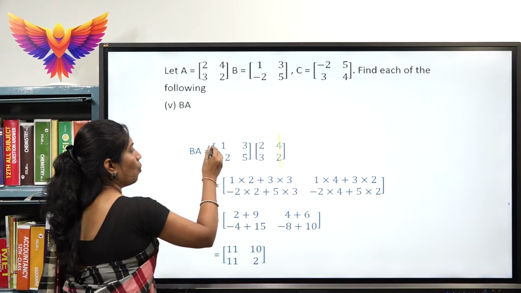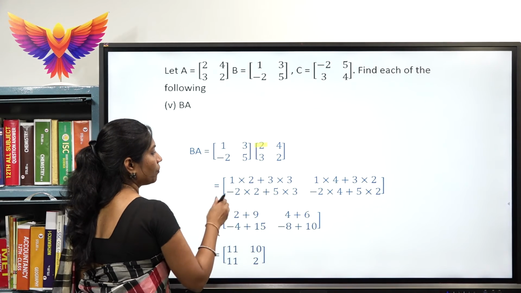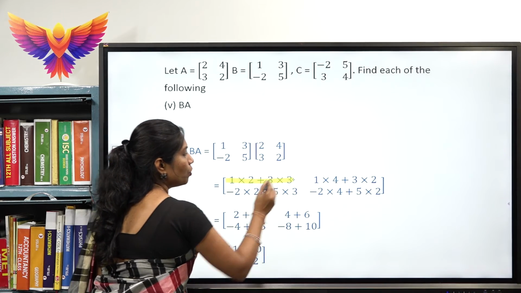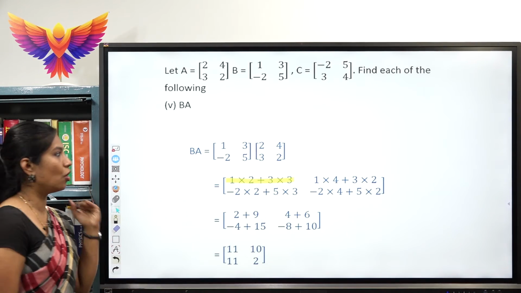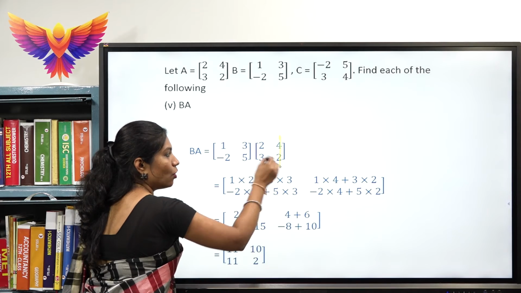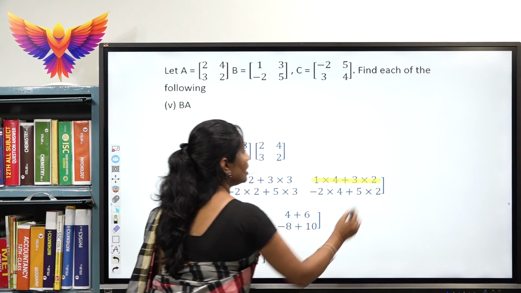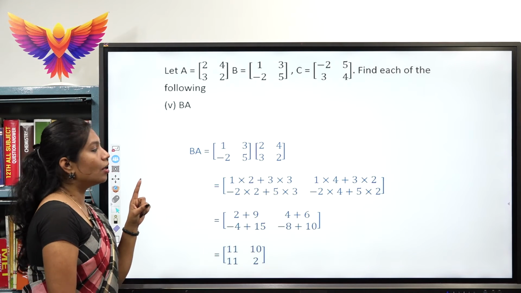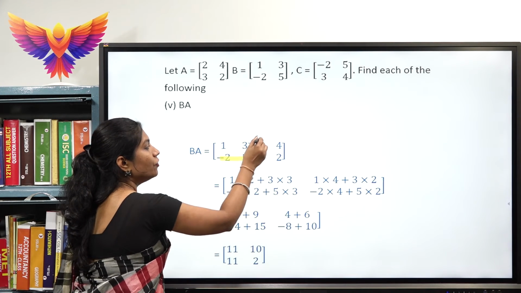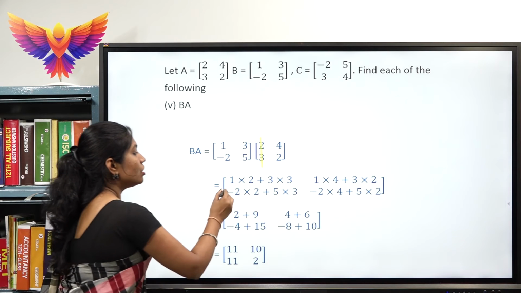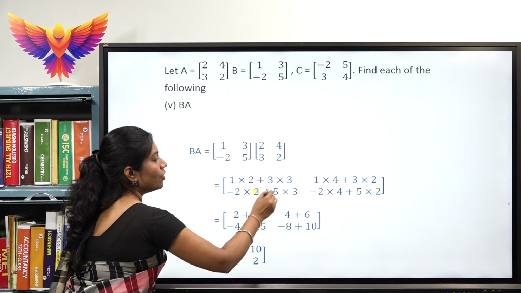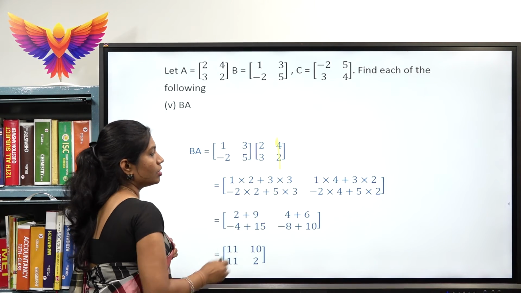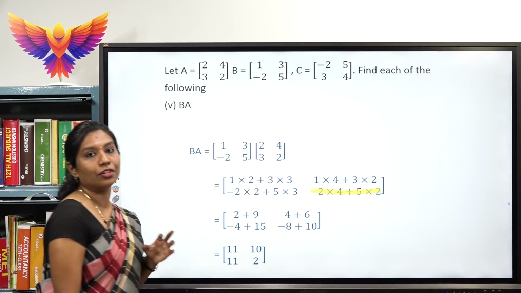I will be multiplying 1 with 2 plus 3 into 3. So, I have 1 into 2 plus 3 into 3 for the first row, first column. Next, first row, second column, that is 1 into 4 plus 3 into 2. Similarly, we need to multiply the second row with the first column. That is minus 2 into 2 plus 5 into 3. Second row, second column, that is minus 2 into 4 plus 5 into 2.